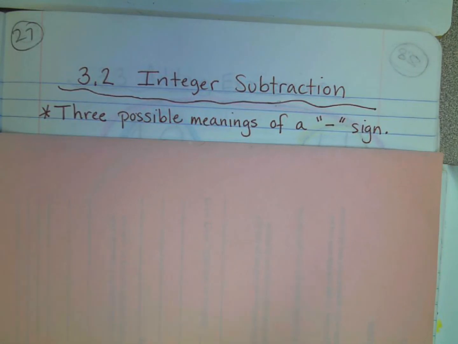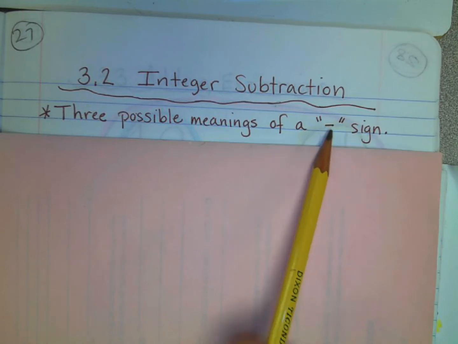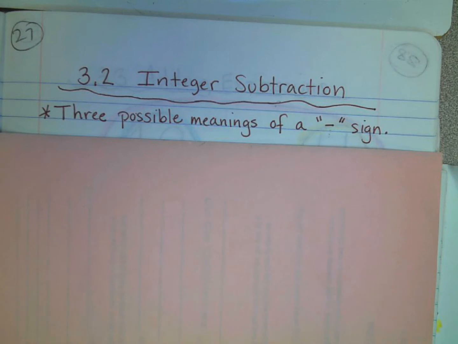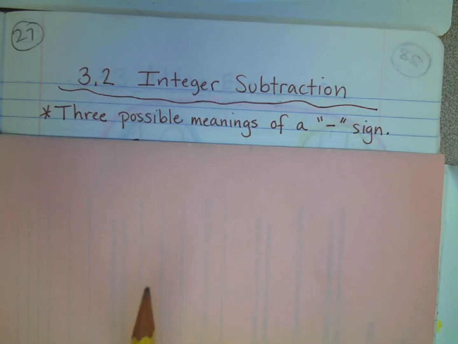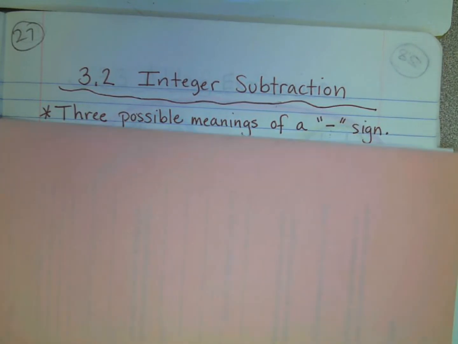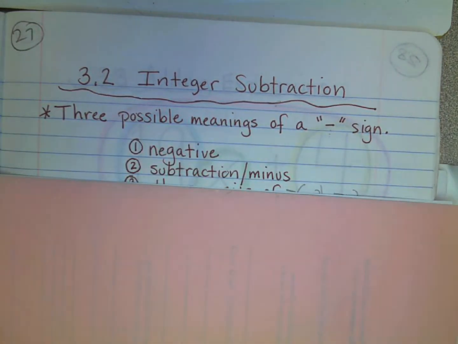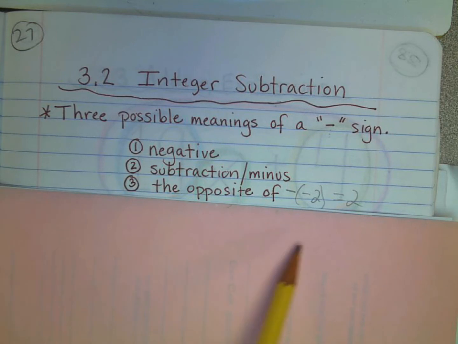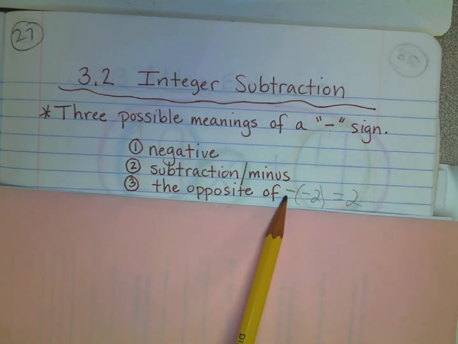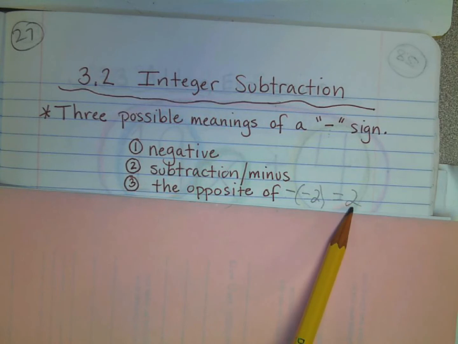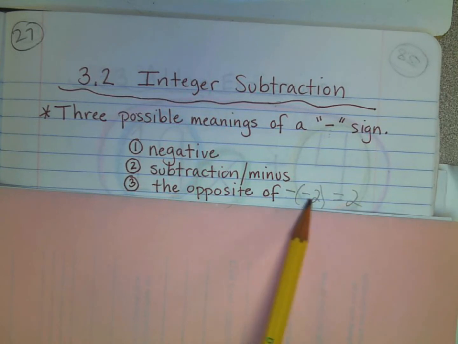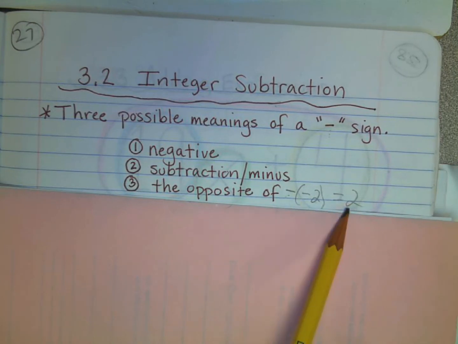Whenever you see this subtraction sign, it could mean subtraction, minus, less than, the difference, or a loss. There are a lot of different meanings, but the three possible meanings you're going to deal with in equations are: it's a negative, it's subtraction or minus, or it's the opposite. The opposite of negative 2 is positive 2. So when you subtract a negative number, it's the opposite of a negative 2. The opposite of negative is positive.